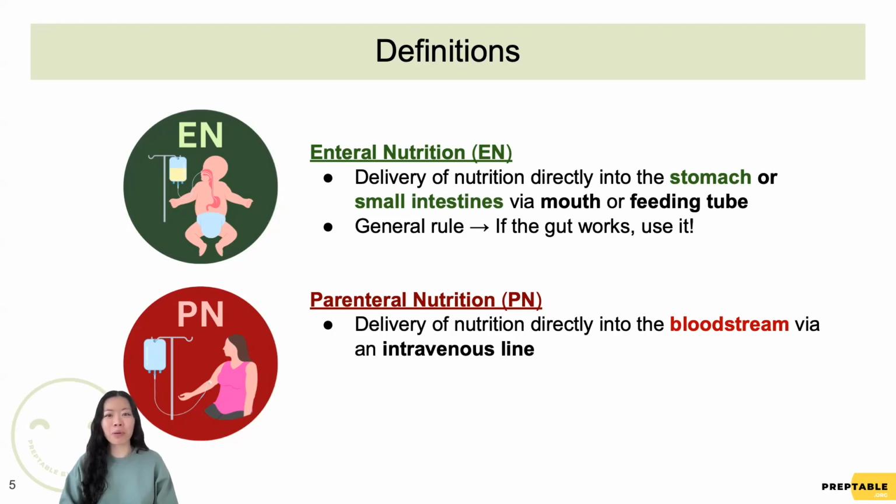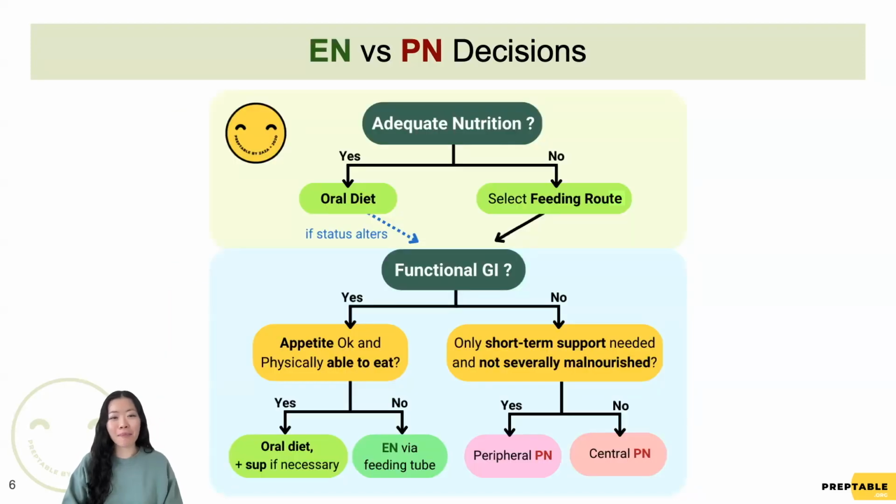On the other hand, parenteral nutrition, or PN, refers to the delivery of nutrition via your blood vessels, specifically your veins, never your arteries. Zaza will cover more details of PN later in this lecture. When a patient is admitted in an ICU, how do you determine the correct nutrition delivery? Here, we made a decision tree for you to follow.